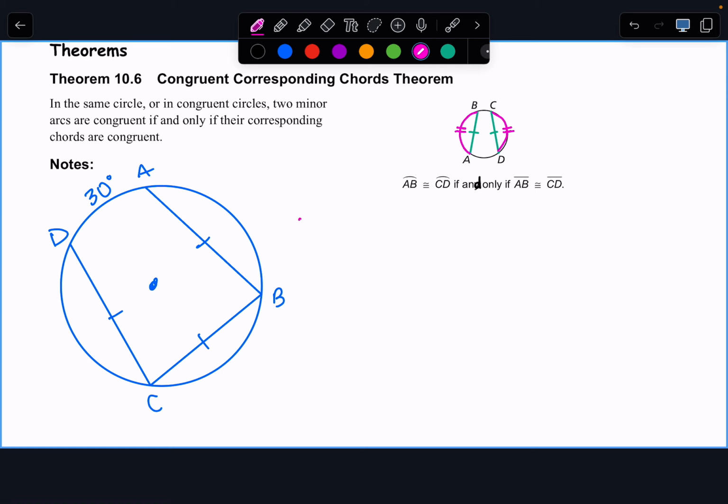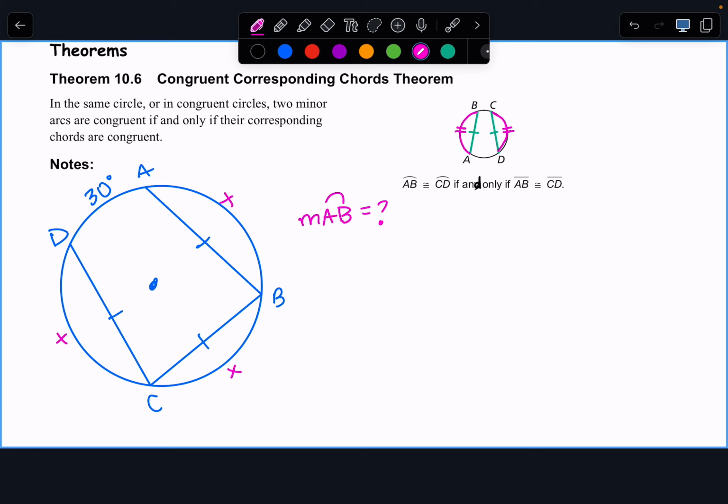I want to know the measure of arc AB. Okay? I'm going to call the measure of arc AB x. What do we know about the measure of arc BC? It's the same as AB. And what about arc CD? It's the same as CB and AB.